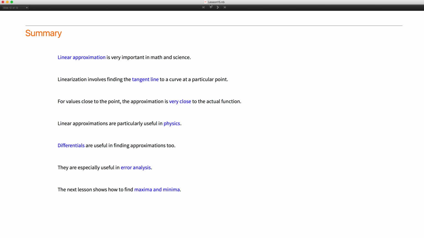Okay, so that brings us to the end of this lesson, and the main point is that linear approximations are very important in mathematics and science, and all that you do in such a case is to replace a function by its tangent line. And as long as you stay close to the point, then the approximation is very close to the actual function. One place where you might find them really useful is in physics, but of course they are also useful in chemistry and in economics and in finance. Wherever you go, you will find the need to use linear approximations.